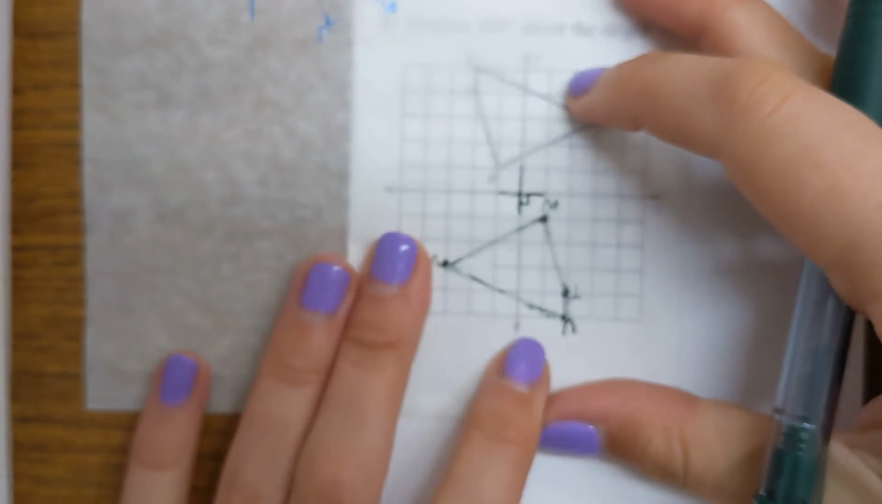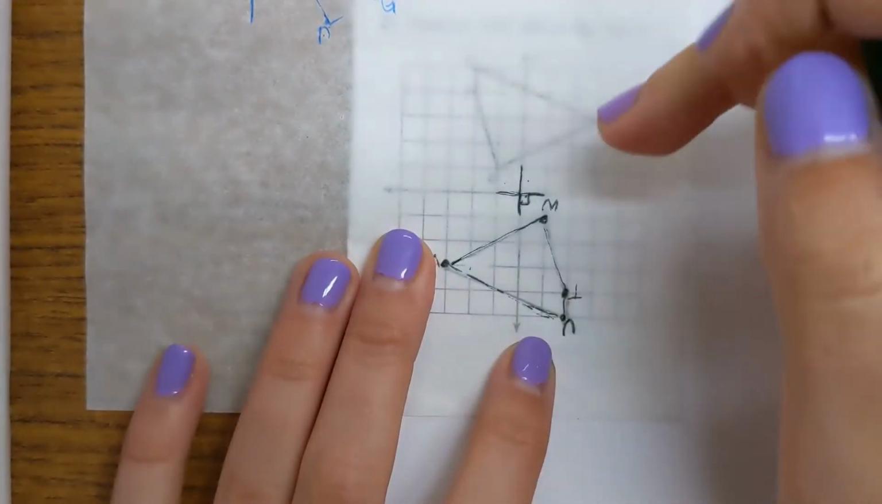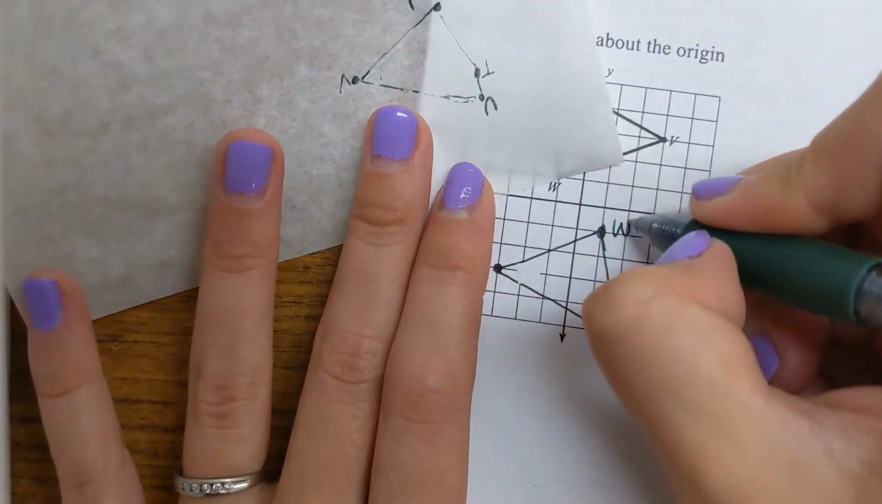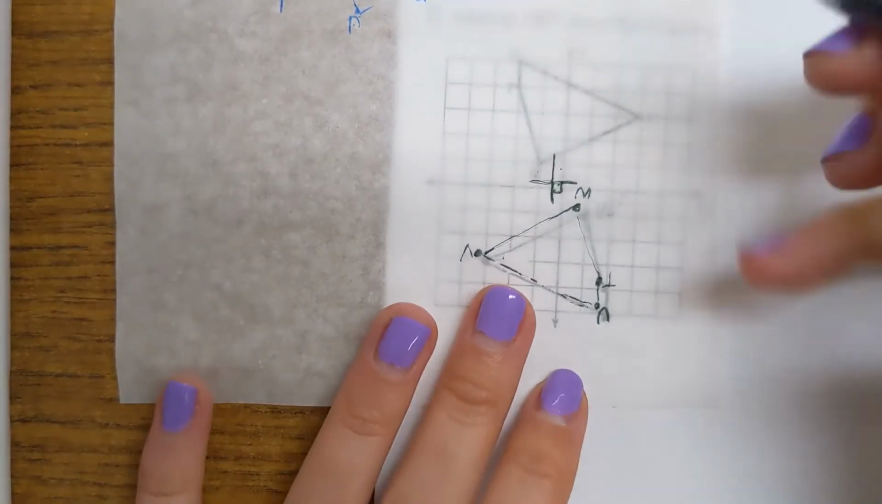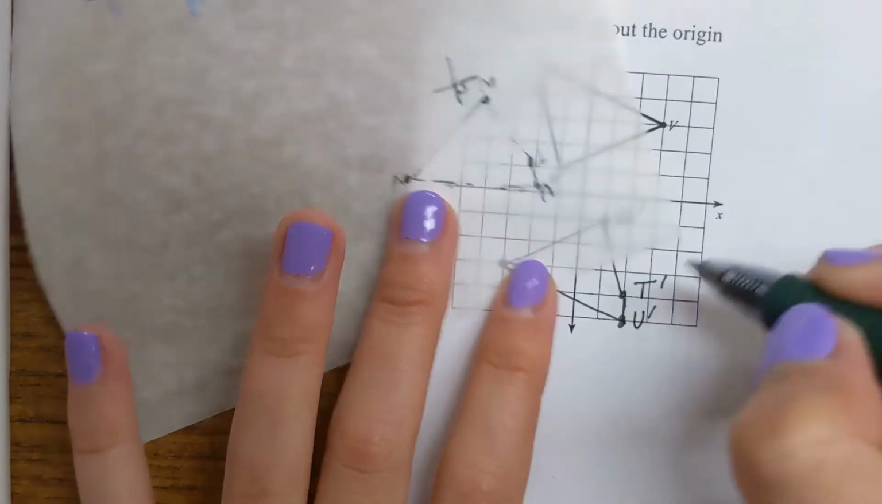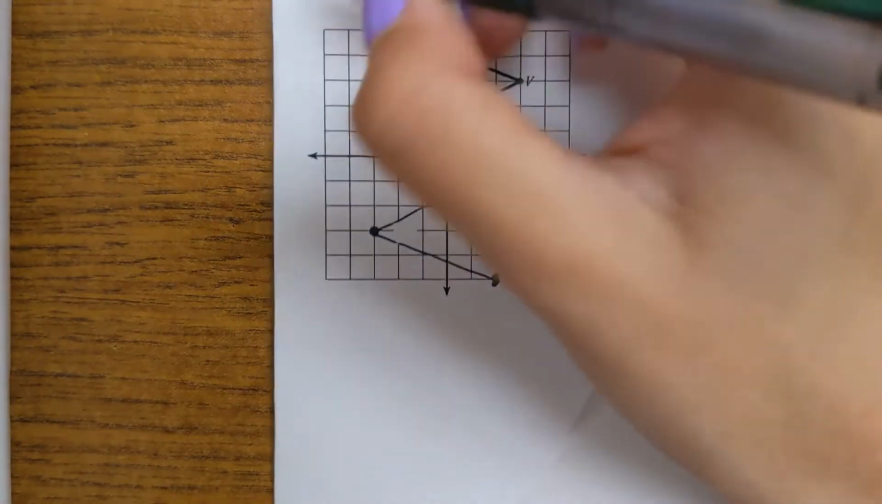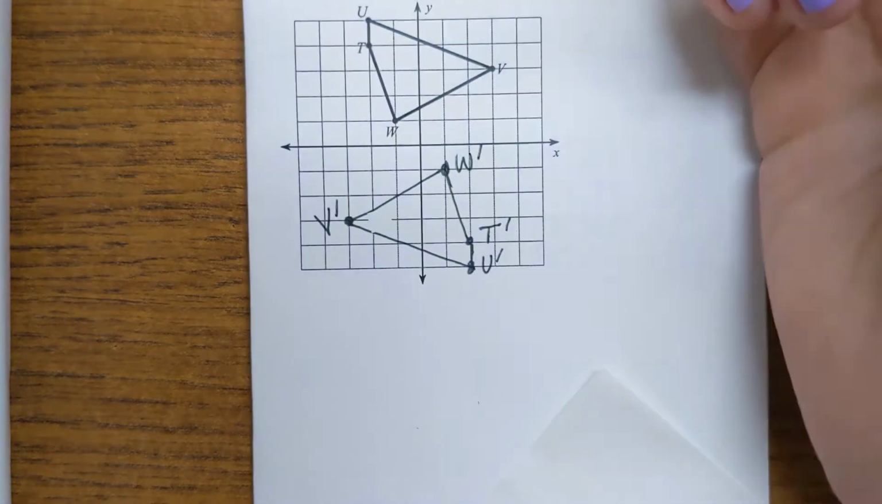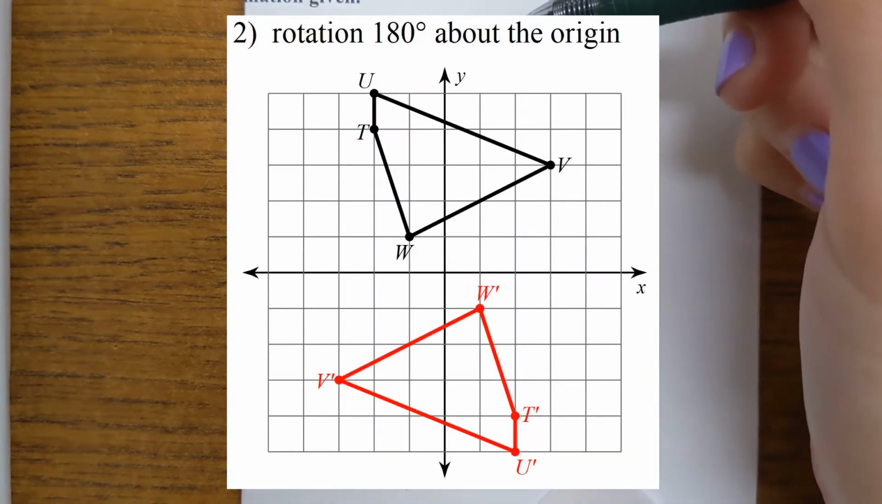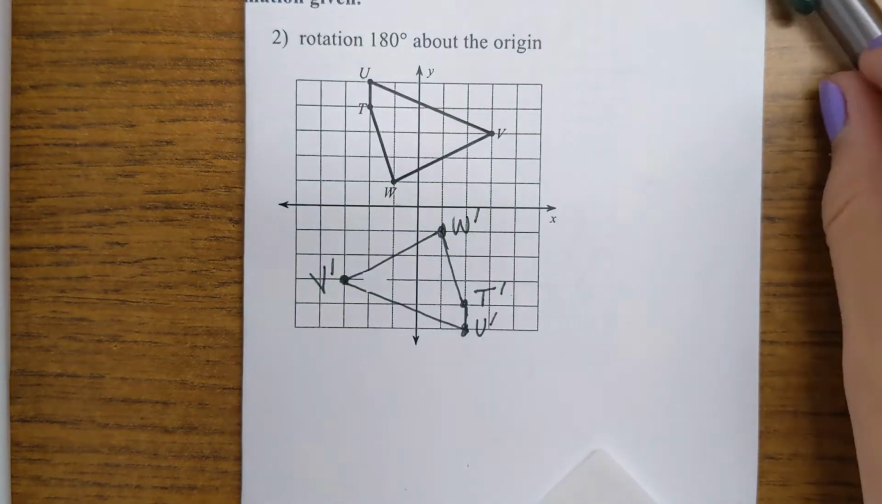All right, so then to label, I see this is W right here. So this point underneath will be W prime. Then I have T and U, so T prime and U prime, and our last one is V. All right, these are the new coordinates after rotating 180 degrees about the origin.